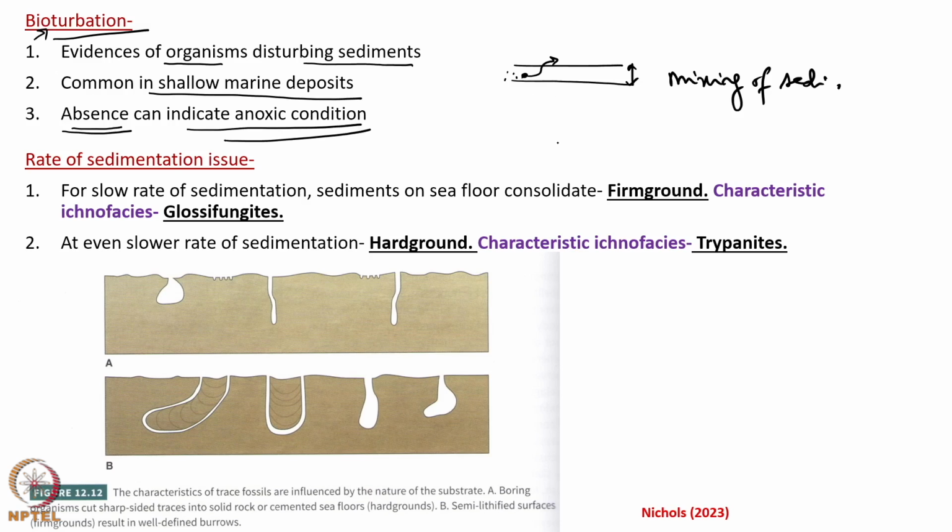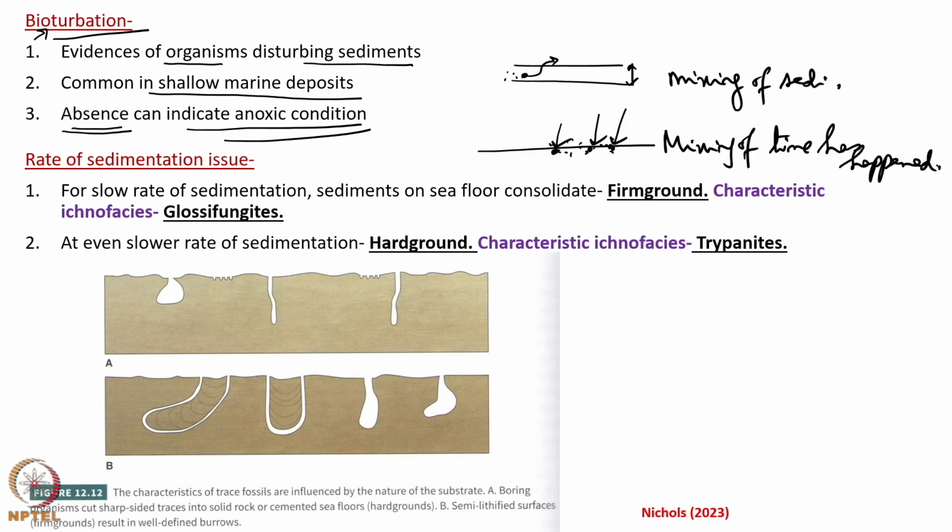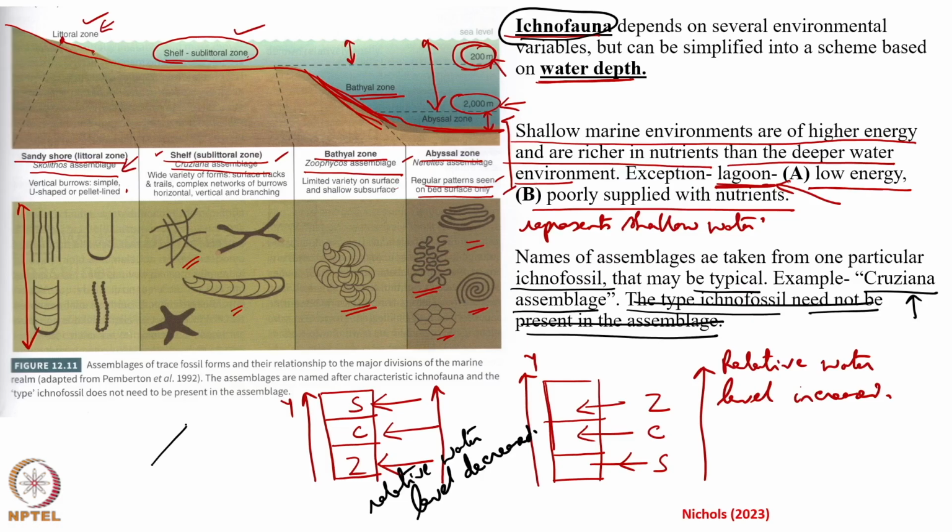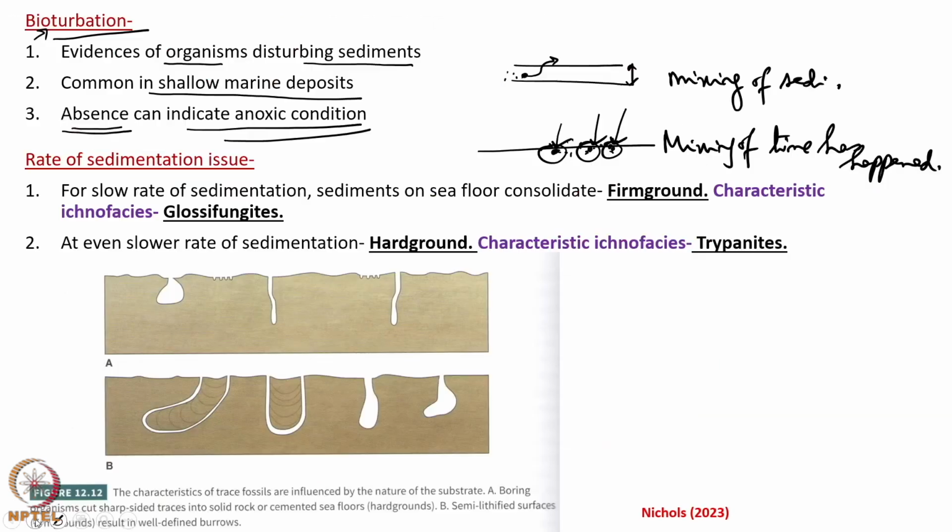In a bioturbated sediment, even if I pick up from some horizontal surface and date, the dates can be different because mixing of time has happened, even if we are picking up the authigenic minerals. We discussed in this slide how to understand shallower water and deeper water regimes through ichnofossils. Now, we are going to see the rate of sedimentation.